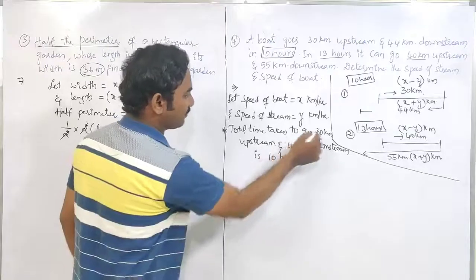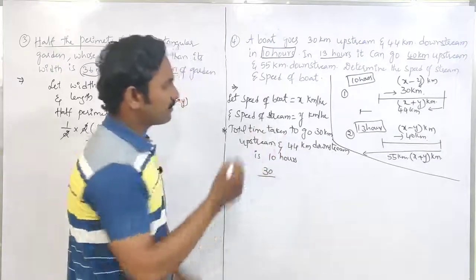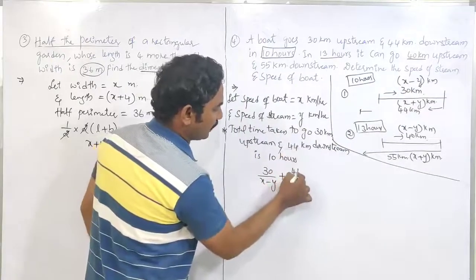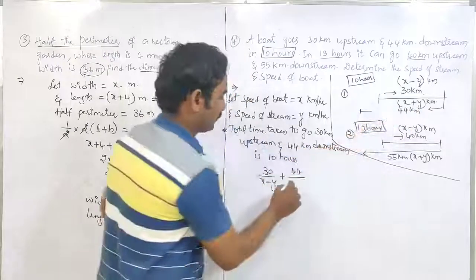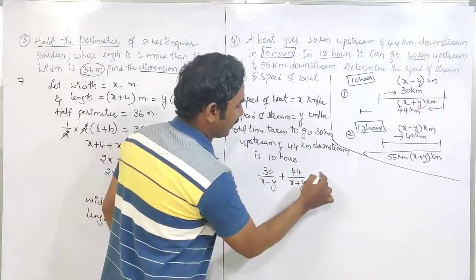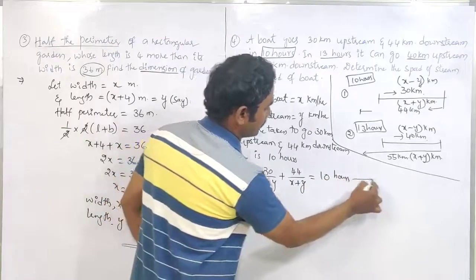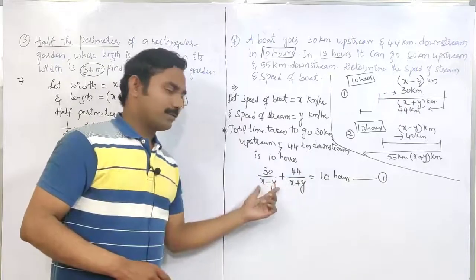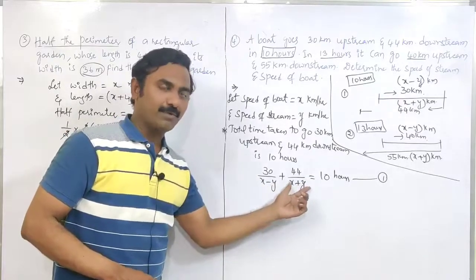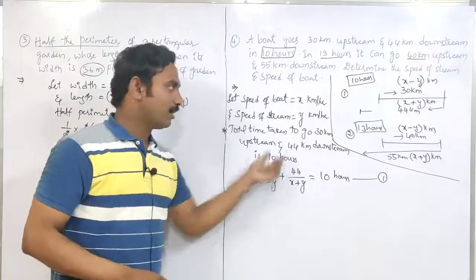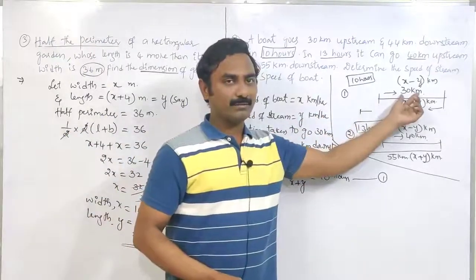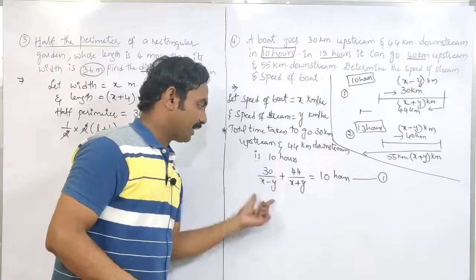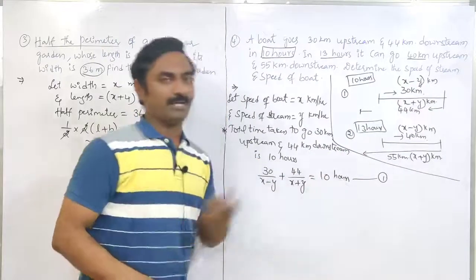So how many kilometers upstream? 30 kilometers. Speed of upstream is x minus y, plus 44 kilometers, speed of downstream is x plus y, is equal to total time taken, 10 hours. This is equation 1. So total time is equal to upstream time plus downstream time. Formula for time is distance by speed. So 30 kilometer distance divided by speed x minus y. So distance by speed is time upstream and time downstream, total time 10 hours.